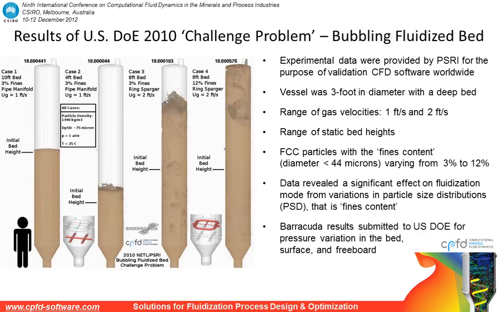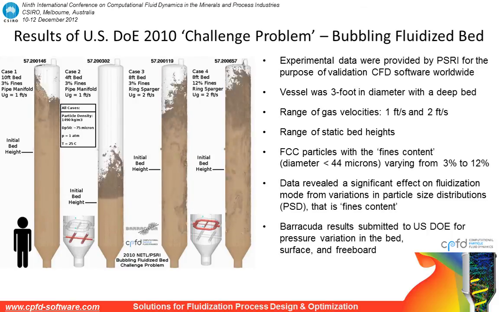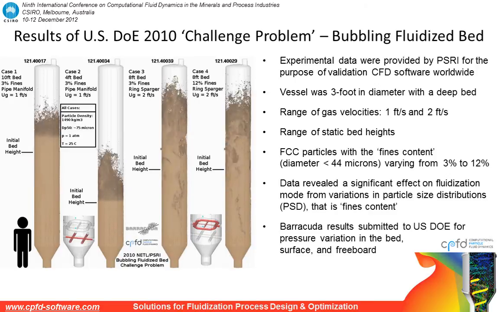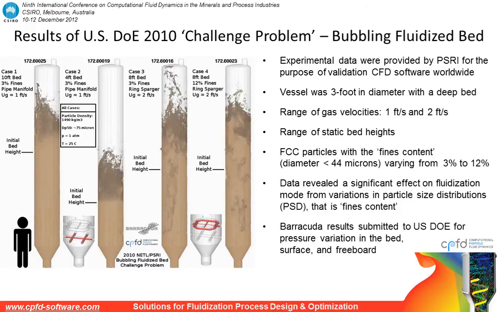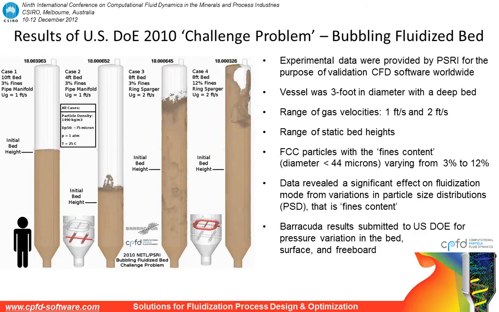This is another case, also based on data from PSRI, that was part of a U.S. Department of Energy 2010 challenge problem intended to provide data for validation of CFD software for multi-phase flows. In this particular study, we were able to see not only the gas streamers, as we did in that prior case, but the impact on those gas streamers of the three important parameters: the bed height, the superficial velocity, and the particle size distribution, or in this case defined as the fines content within the bed.